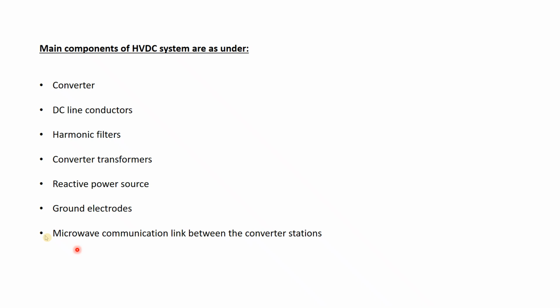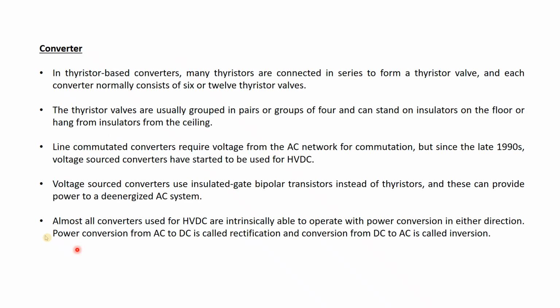Then we use the converter transformers, then reactive power source, then ground electrodes, because we have seen that in bipolar and homopolar especially, the grounding is very important. The electrodes of the grounding are important because the ground is used for the return path. And we have the microwave communication line between the converter stations. So between the converter stations, when interaction is required, they interact using the microwave communication system.